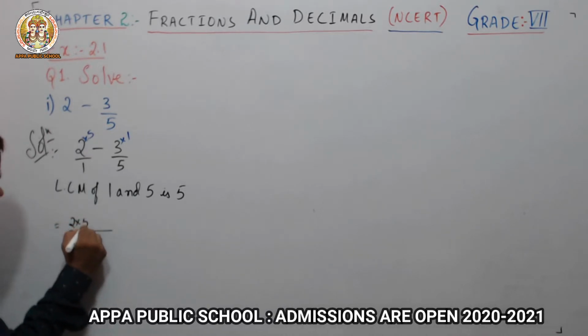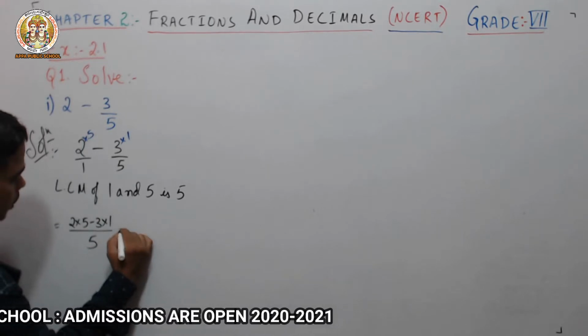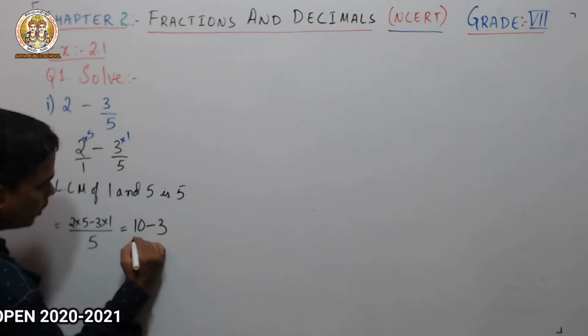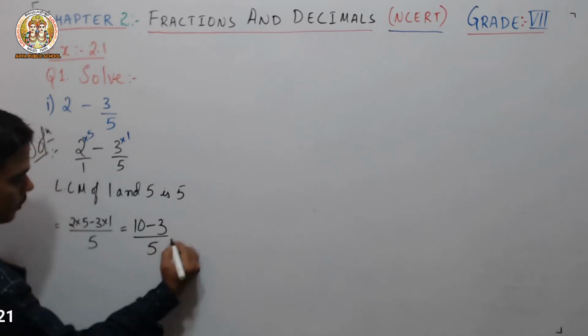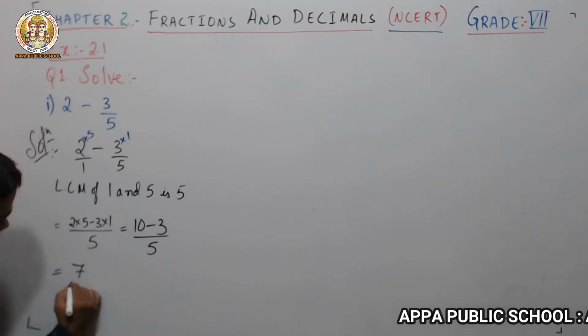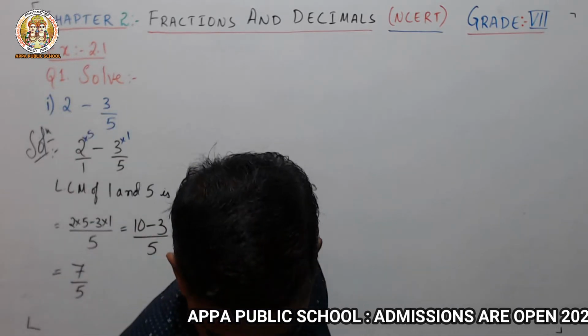So next what I will write? 2 into 5 minus 3 into 1, that is equal to 5 2s are 10 minus 3 1s are 3, whole divided by 5. What will be the answer? 10 minus 3 is 7 divided by 5. Right? Next one.